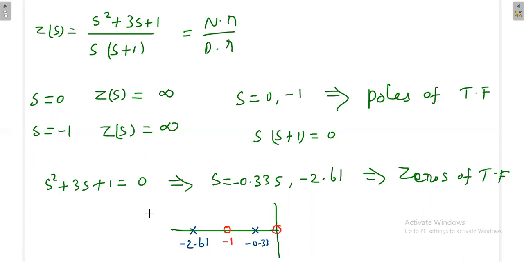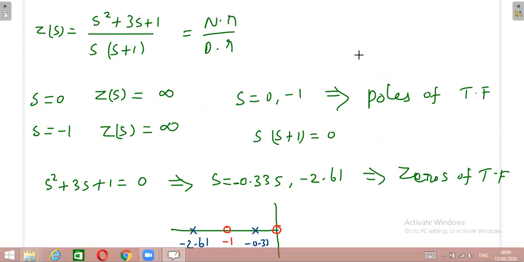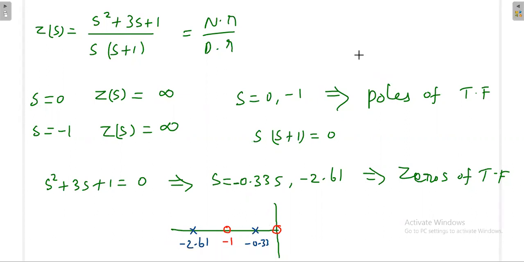If you have an RC network, what will be near the origin? Near the origin, zeros will be there, for an RC network. For an RL network, near the origin, poles will be there. Similarly, the RC network is possible, the RL network is possible, and also the LC network and the RLC network are possible. Now we'll take the different networks. Then we'll see what is the nature.